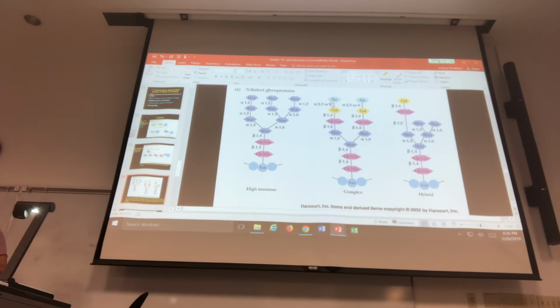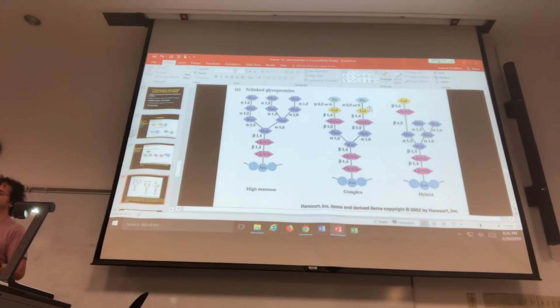What's important about sialic acid? The most important thing about sialic acid is that if a glycoprotein has sialic acid attached to it, it's a signal for protecting that protein to prevent it from being degraded. If this sialic acid tip, if either one of these is removed from the glycoprotein, it's a signal for the cell to degrade that protein.